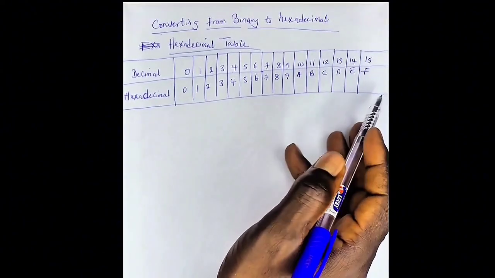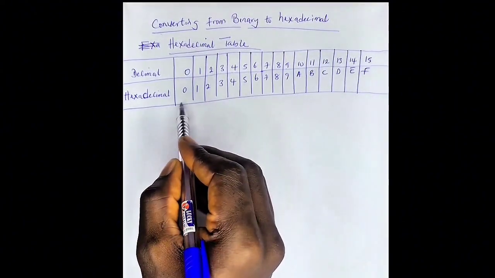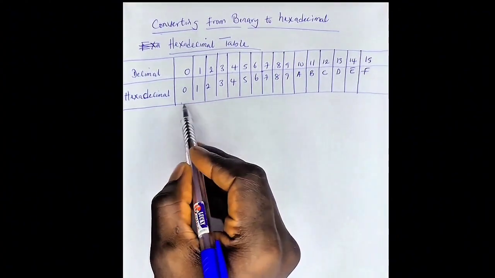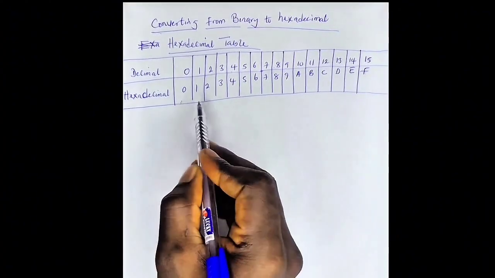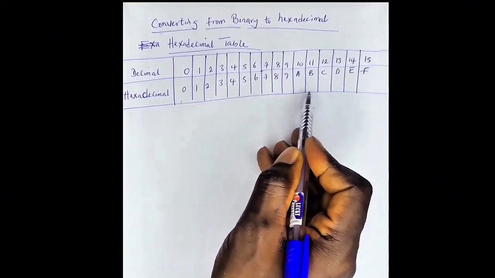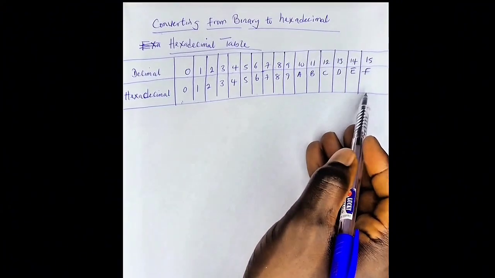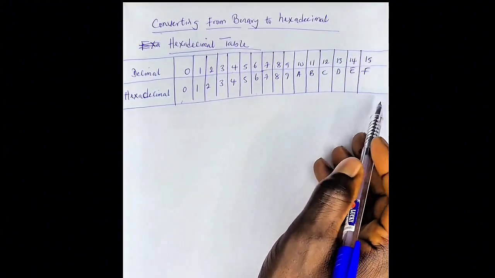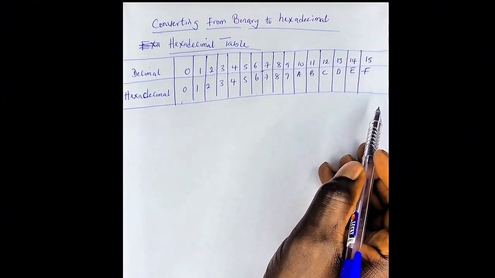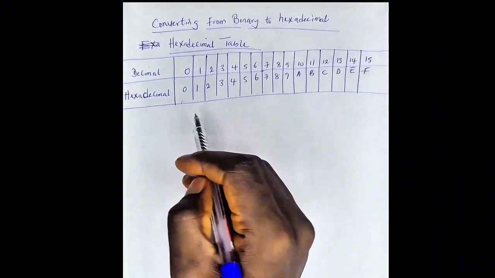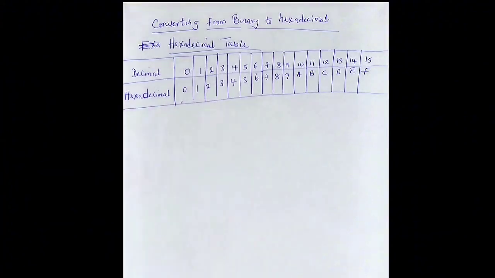The numbers are always 16. So if you count from 0 to F, it's 16 numbers. Let's try it: 0, 1, 2, 3, 4, 5, 6, 7, 8, 9, 10, 11, 12, 13, 14, 15, 16. If you count all the numbers from 0 to F, you get 16. So it's a base 16 system, which comprises numbers and alphabets.